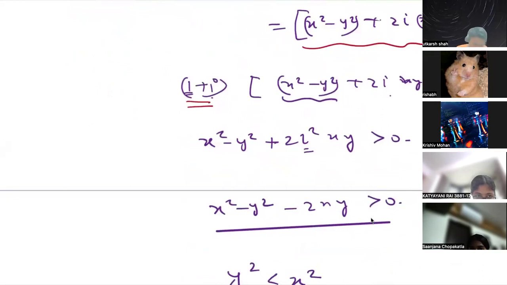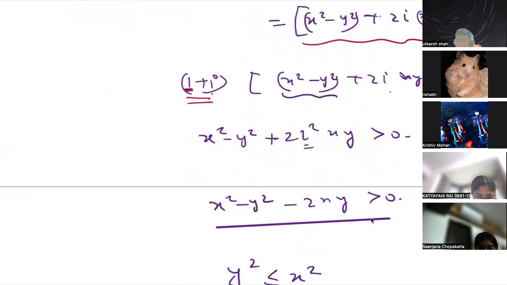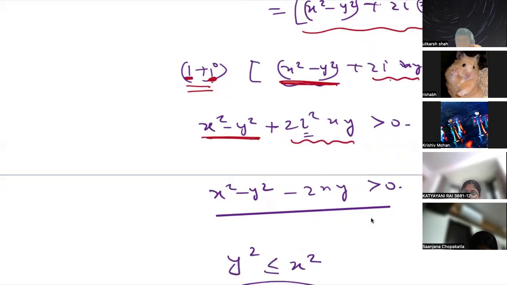The real part means the part not containing i, right? So the number 1 multiplying with the real number gives the real number. This i is multiplying with 2ixy, so I'm getting 2i square xy, and i square is minus 1. So this I'm getting in the question. Okay, Sanjana?